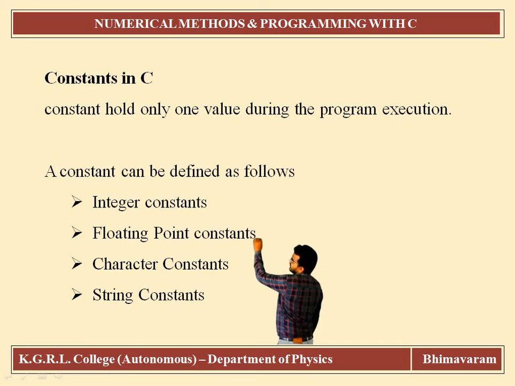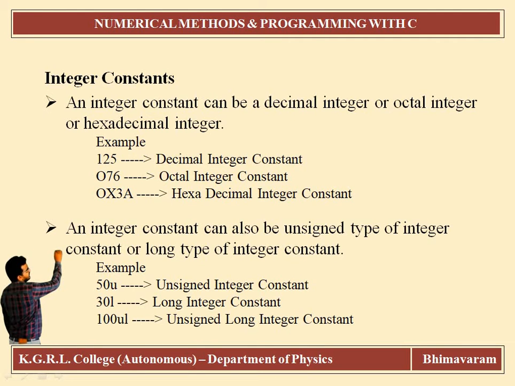A constant can be defined as follows: integer constants, floating point constants, character constants, string constants. So now let's discuss them one by one. Integer constants. An integer constant can be a decimal integer, octal integer, or hexadecimal integer. A decimal integer value is specified as a direct integer value, whereas an octal integer value is prefixed with 0 and a hexadecimal value is prefixed with 0X.